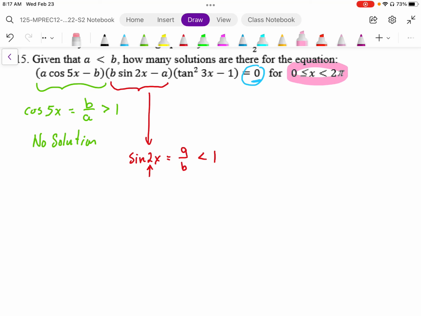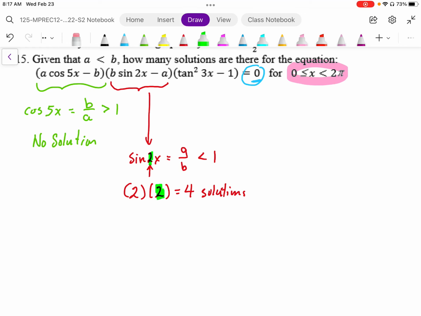So normally we would have 2 solutions, right? But because of that horizontal compression, we're going to have to multiply that by 2. We're going to have to double the solutions, so we get 4 solutions. Okay, so because of that horizontal compression, we have to double the number of solutions that we would expect in the period between 0 and 2 pi.